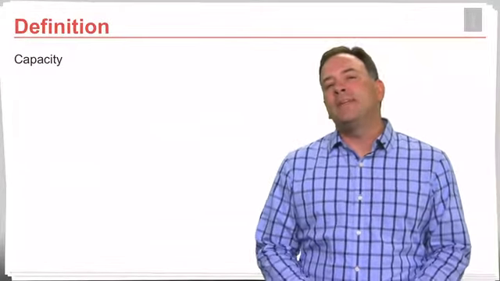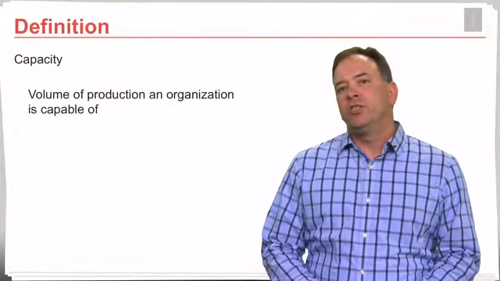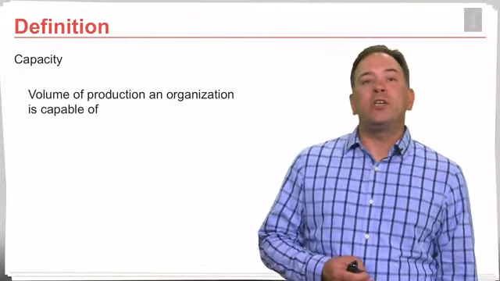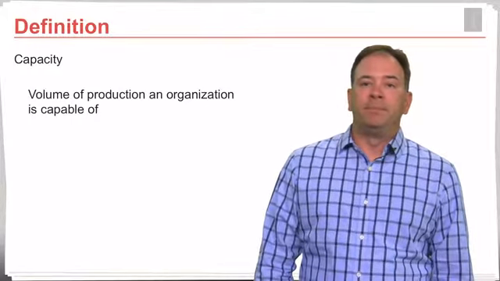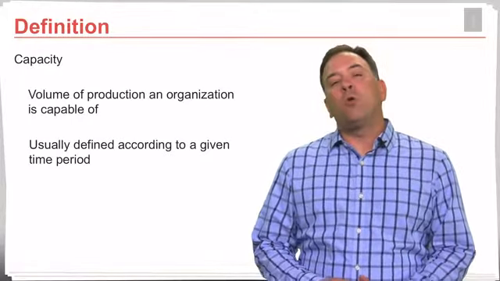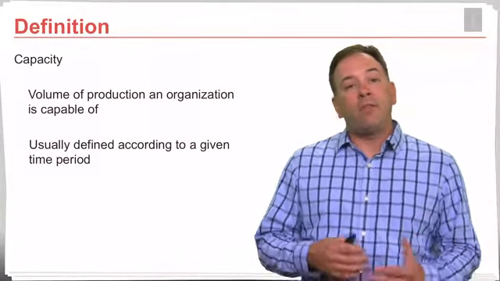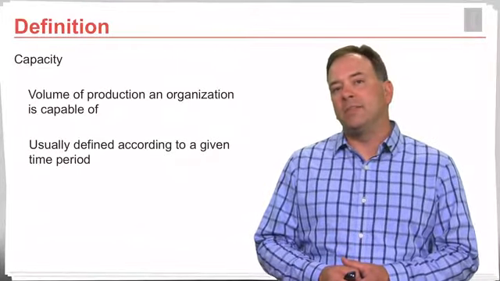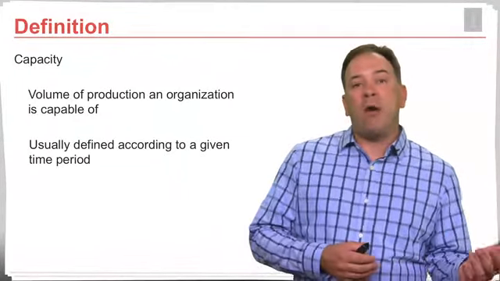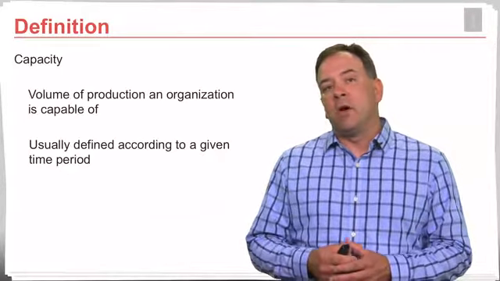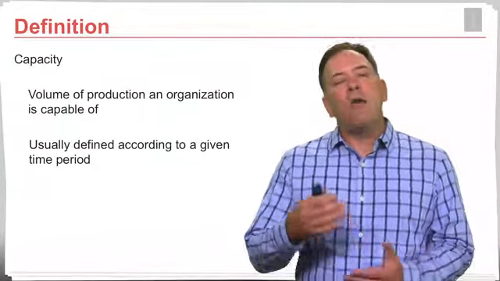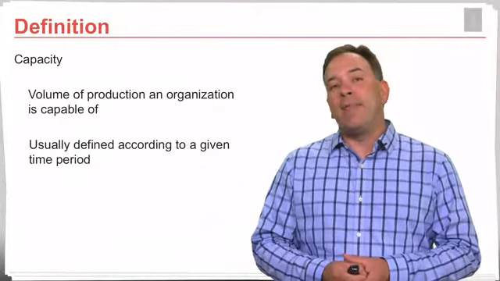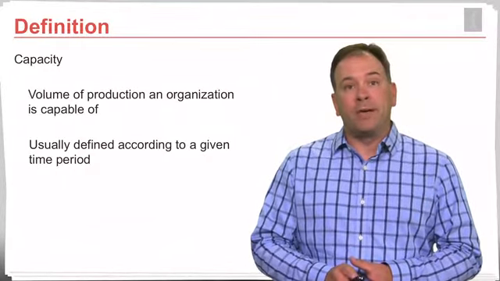Let's start off with a basic definition of capacity. Generically, capacity refers to the volume of production that an organization is capable of. It's usually defined according to a given time period. The length of that time period is up to the decision, the scenario, or the manager or employee making that decision. So it could be an hour, or an entire day, a week, a month, a quarter, a year. However you'd like to define capacity, you're free to do so. But it's important to identify that specific time period to which we're measuring.